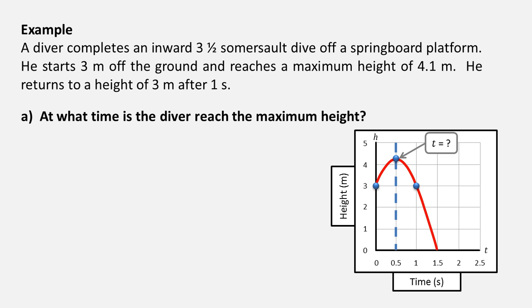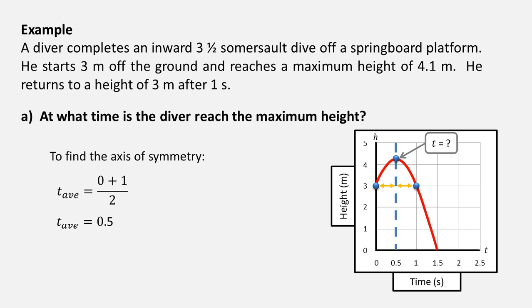This also corresponds to the axis of symmetry. We see we have two coordinates that have the same y value. This means they are equal distances from the axis of symmetry, and we can find its location by averaging the x values. So x average is equal to (0 + 1) divided by 2, and 0 plus 1 is 1, and divided by 2, that gives us an x average of 0.5.